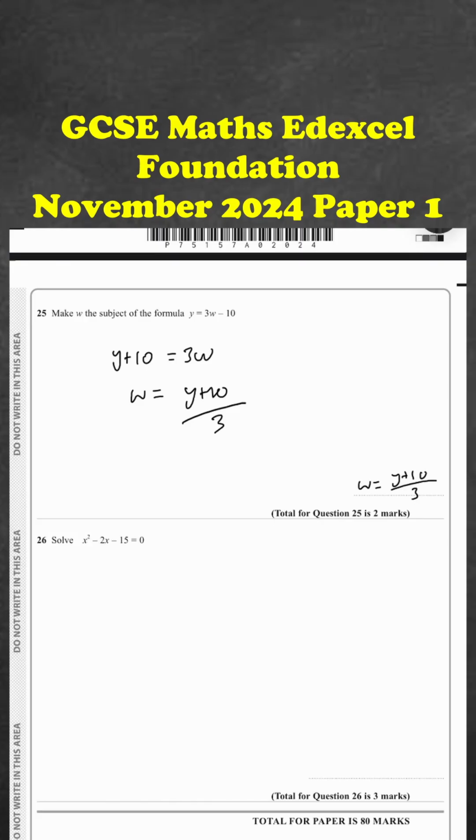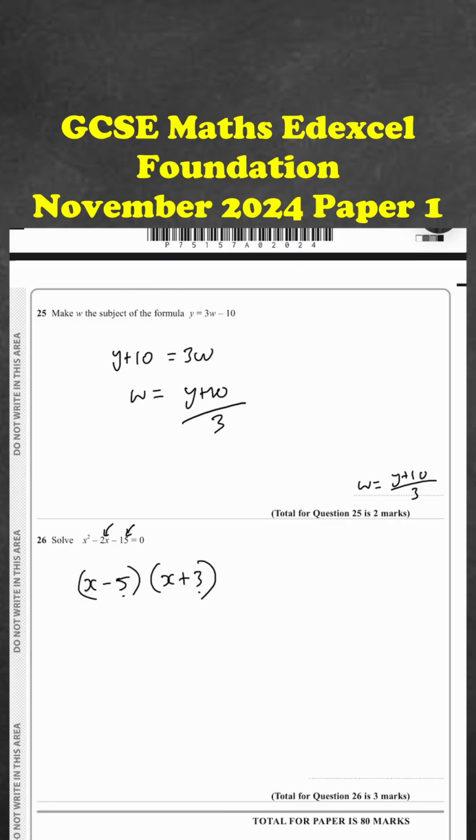And the final question. Solve x squared minus 2x minus 15 equals 0. Now, you can do this lots of different ways: quadratic formula, factorization. So I need two numbers that multiply together to get minus 15 and add together to get minus 2. And that will just be x minus 5 and x plus 3, as minus 5 times 3 is minus 15, and minus 5 plus 3 is minus 2.